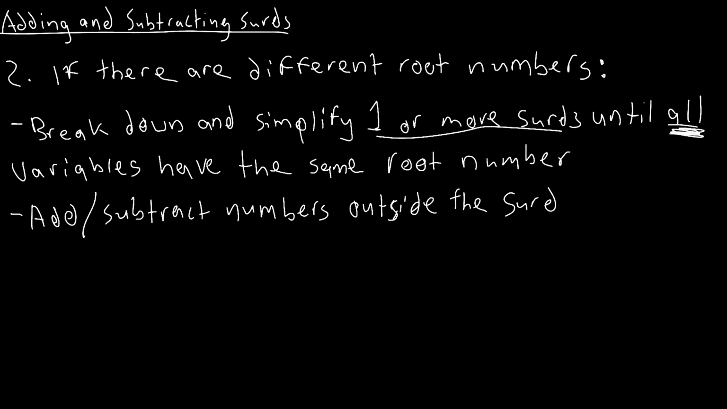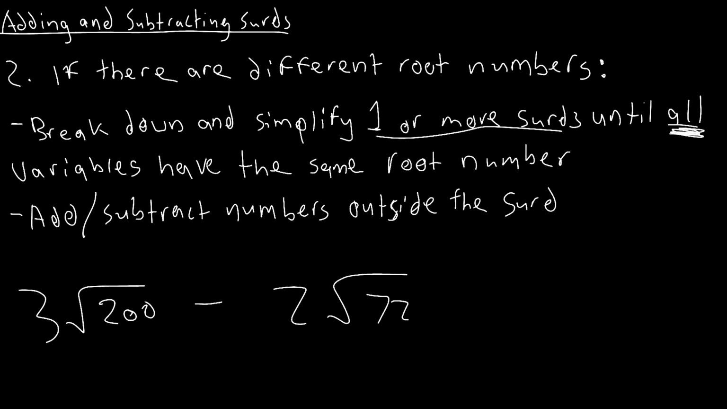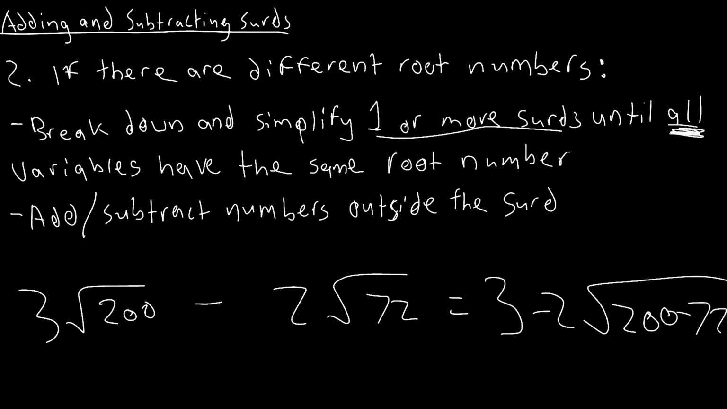So let's do another example such as 3 root 200 minus 2 root 72. Now, a lot of people tend to just do 3 minus 2 and then root 200 minus 72. Obviously, it's self-explanatory why they're wrong, because root 200 and root 72 are two different variables. Therefore, we can't just subtract them or add them together.